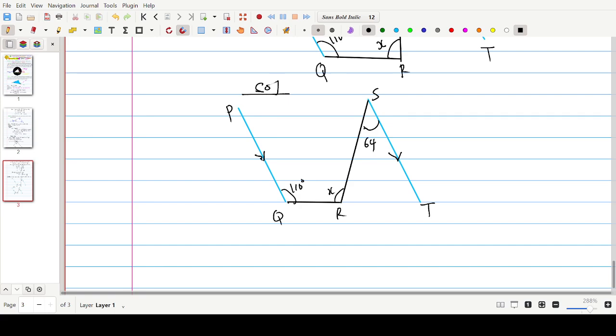If it were to be continued, it will serve as a transversal between line PQ and ST.